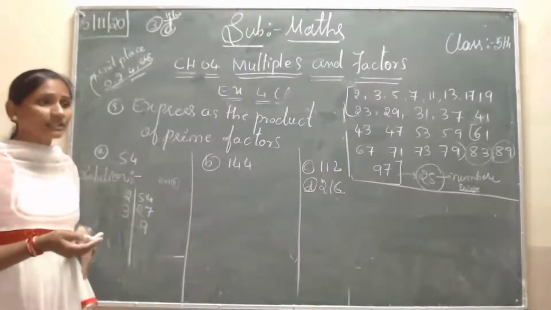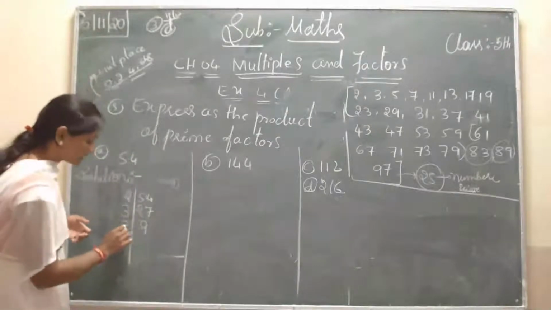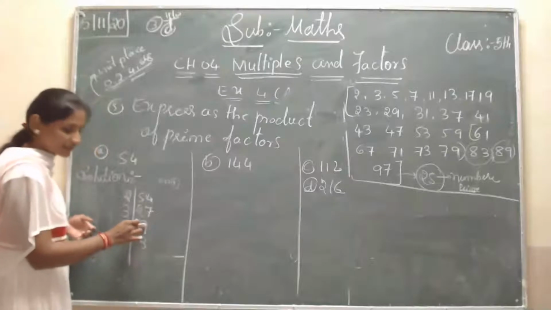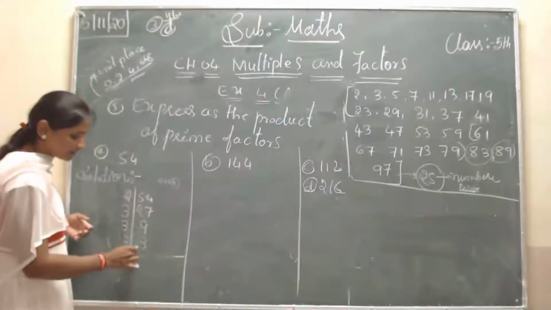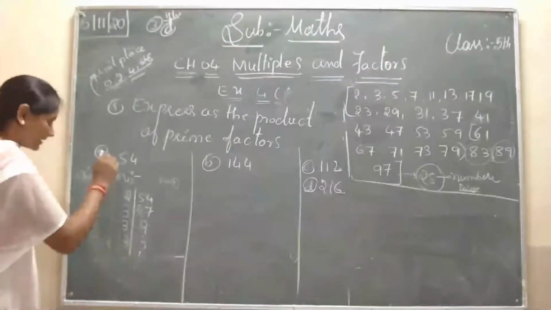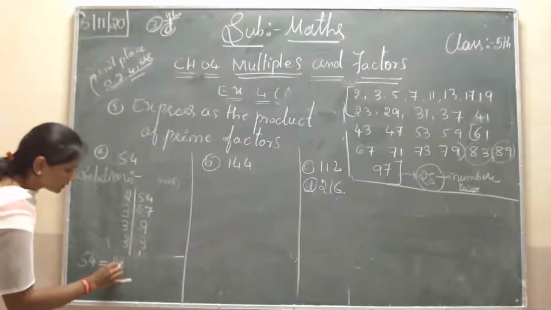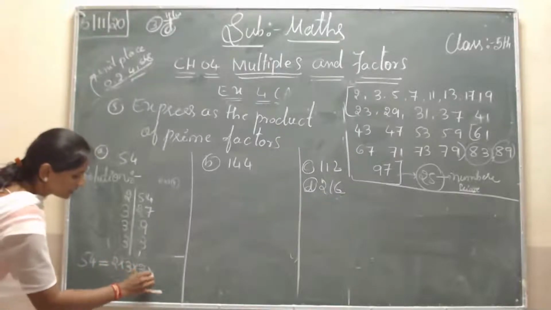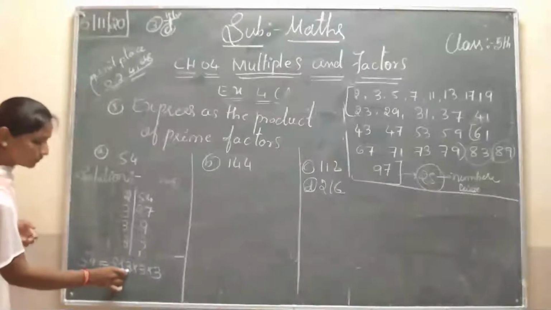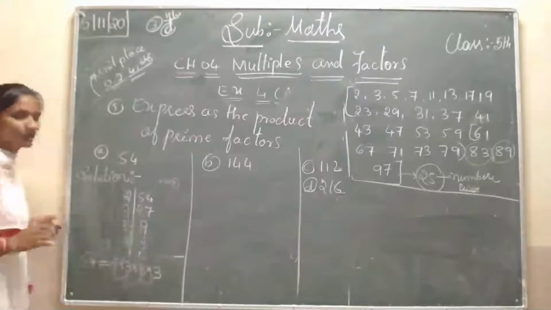Next you think whether 9 comes in the 3 table. Yes, it comes. Three threes are 9. The last is three ones are 3. Yes, students, this is for 54. The factorization means 2 into 3 into 3 into 3. Students, how to multiply: 2 threes are 6, 6 threes are 18, 18 threes are 54.